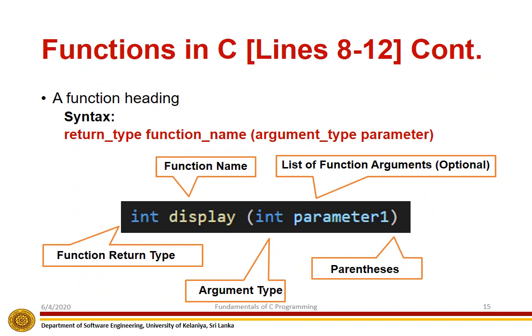You can see the syntax for the function heading here. Return type, function name, inside the parentheses, argument type and the parameter. And here I have given an example, int display, inside the parentheses, int parameter1. Here int is the function return type and display is the function name. And inside the parentheses, I have given one parameter, parameter1, and its argument type is int.